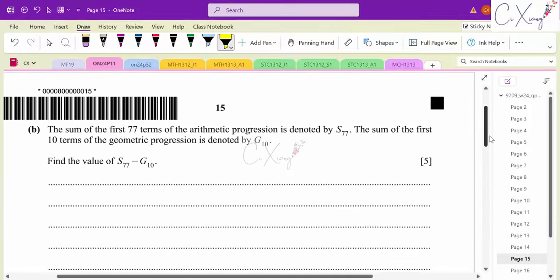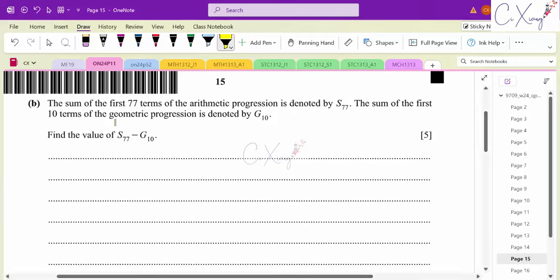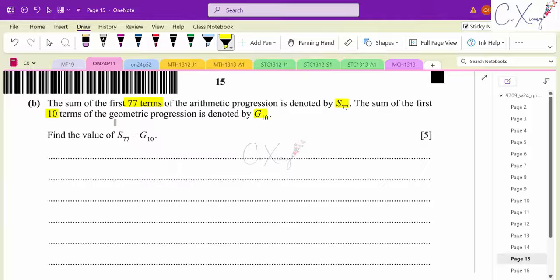Okay, so for part number B, now they are telling us that the sum of the first 77 terms of an arithmetic progression is denoted by S77. The sum of the first 10 terms of the geometric progression is denoted by G10. They want us to find the value of S77 minus G10. So let's have a look at the AP. We are interested to find out S77.